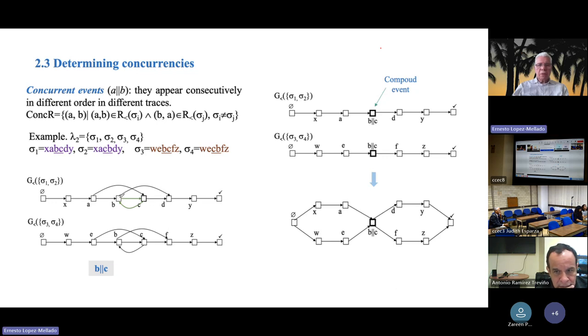No, it's an interesting question. But if we see that these two events appear in different order, it means that they do not have the same precondition. So these events can be represented by a concurrency.